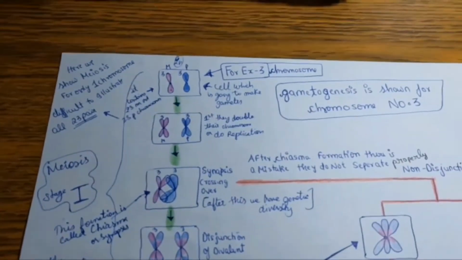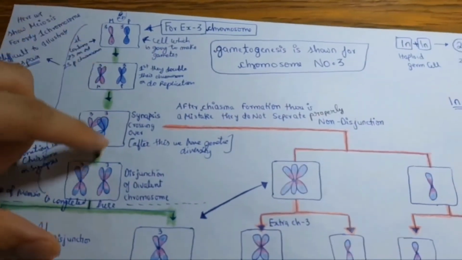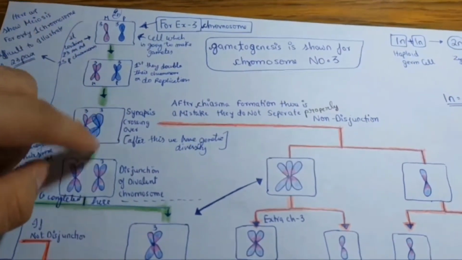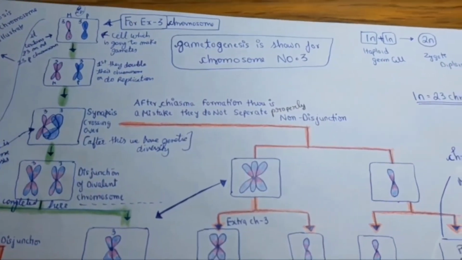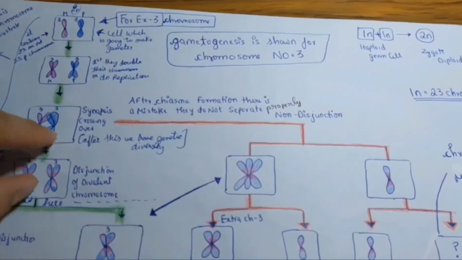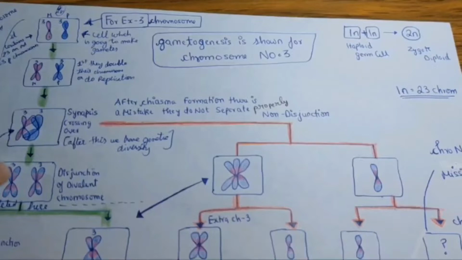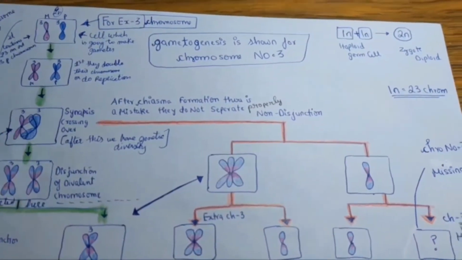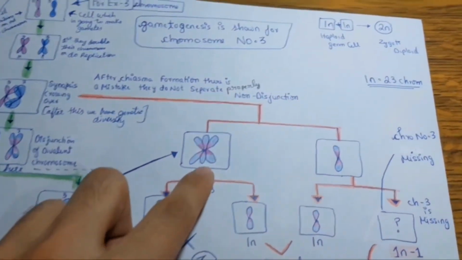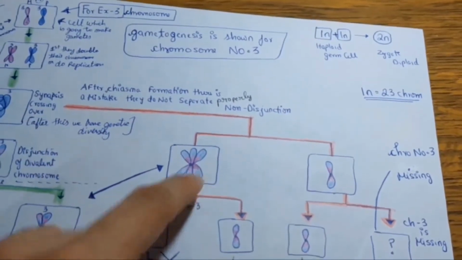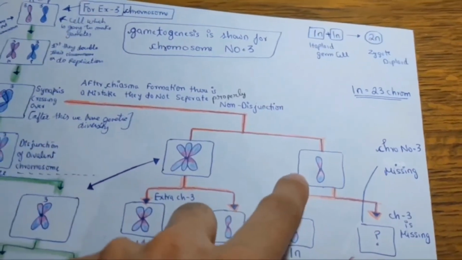So in meiosis stage 1, as we remember, the main events were synapsis and then disjunction. So what happens sometimes is that synapsis and crossing over take place between the maternal and paternal homologous chromosomes, for example chromosome number 3 that we have considered here. After the chiasma is formed, there is a mistake and there is not proper disjunction of the chromosomes. So they don't separate properly. For example, 3 of the chromosomes out of 4 will go into one cell, and one chromosome will go to the other.